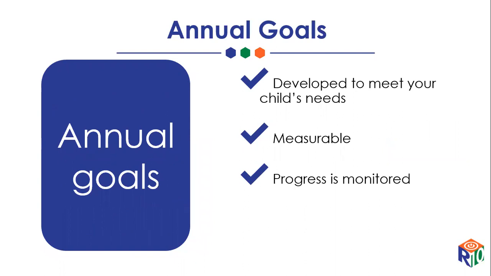Annual goals. The IEP must contain measurable annual goals designed to meet your child's needs, resulting from the disability, so that he or she can be involved and progress in the general curriculum. These goals must also address other educational needs that result from your child's disability. The IEP must describe how your child's progress toward the annual goals will be measured and when the progress reports will be provided to you.